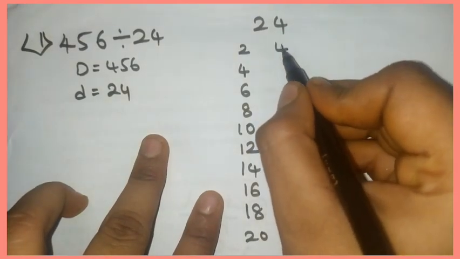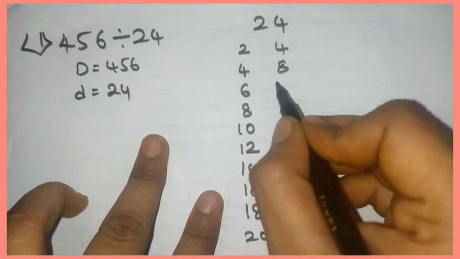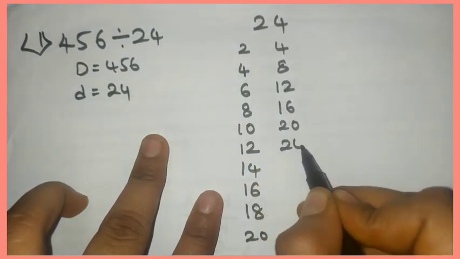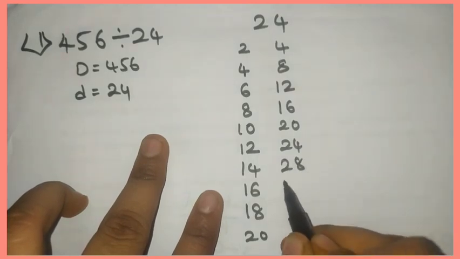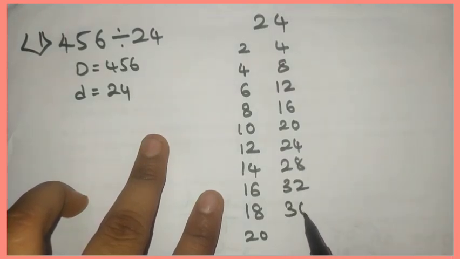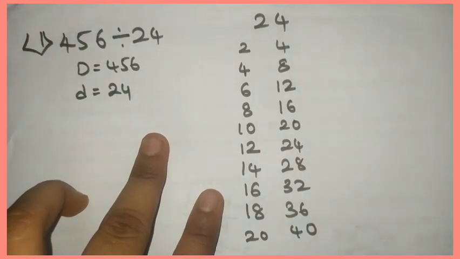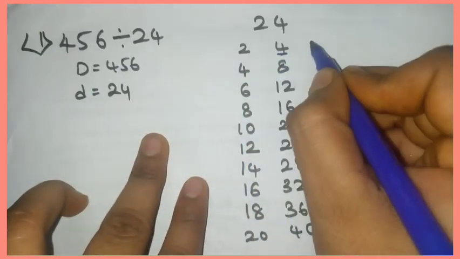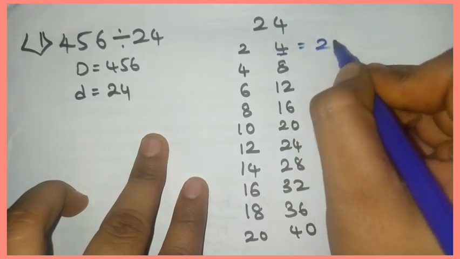Here for the 4 table, 4 1s are 4, 4 2s are 8, 4 3s are 12, 4 4s are 16, 4 5s are 20, 4 6s are 24, 4 7s are 28, 4 8s are 32, 4 9s are 36, 4 10s are 40. Now here we will write the 24 table. Here only one digit is there, so we'll write directly 24.